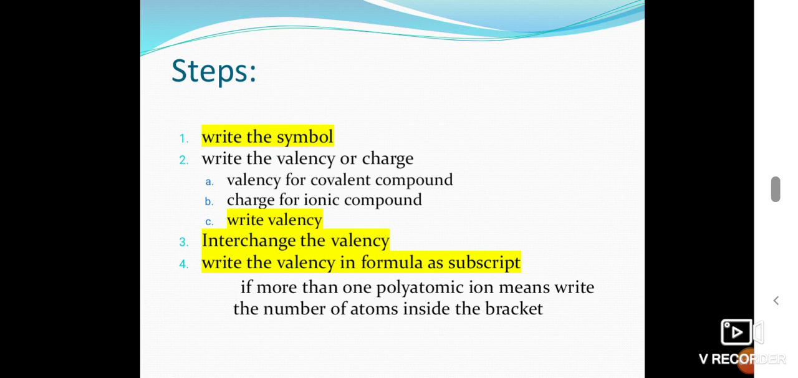Next, interchange the valency. Finally, we write the formula, and that valency is mentioned as a subscript. If more than one polyatomic ion is there, we should mention it inside the bracket. By using these steps, we convert the chemical name into a formula. So, what are the steps? Write the symbol, write the valency, third, interchange the valency, and fourth, after interchanging, write the number as a subscript.